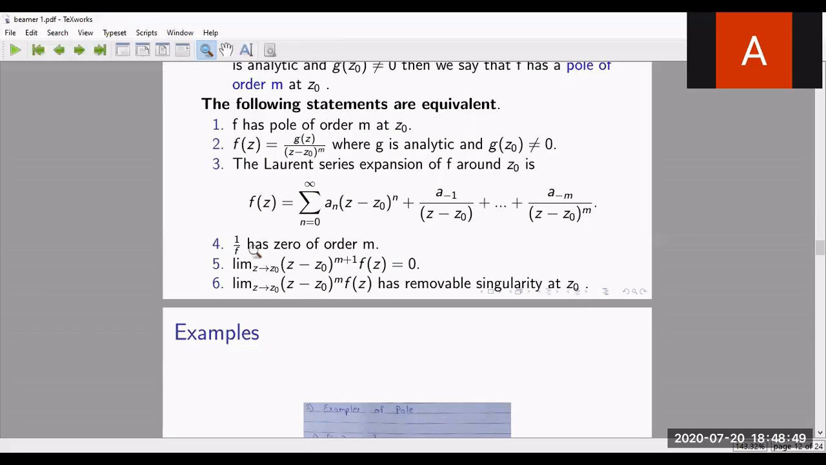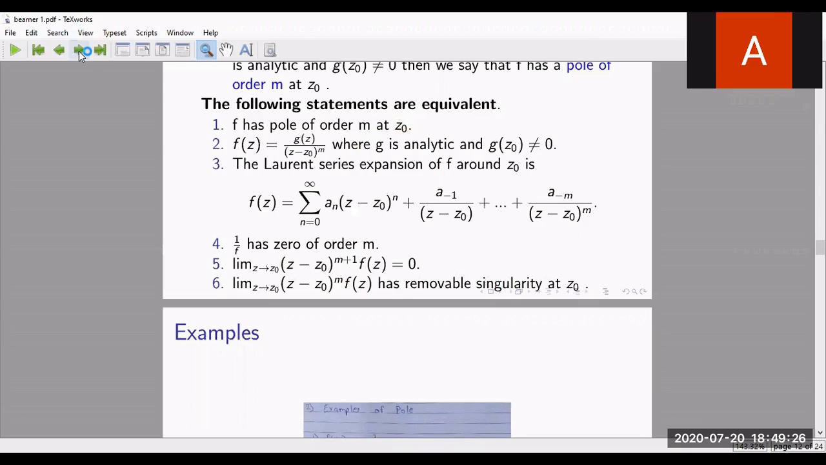These are some theorems. If f has a pole of order m, then 1 by f has a zero of order m. Zeros of analytic functions are nothing but roots of the analytic function. The limit as z tends to z naught of z minus z naught raised to m plus 1 times f of z will be equal to 0, and the limit as z tends to z naught of z minus z naught raised to m times f of z will have a removable singularity at z naught if f has a pole of order m at z naught. All these statements are equivalent.